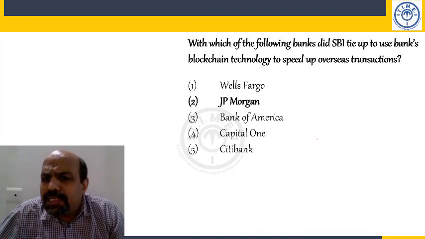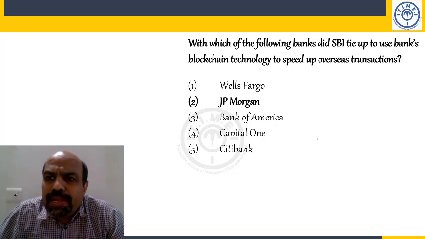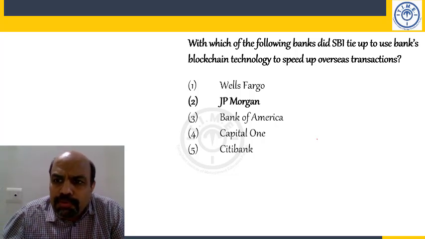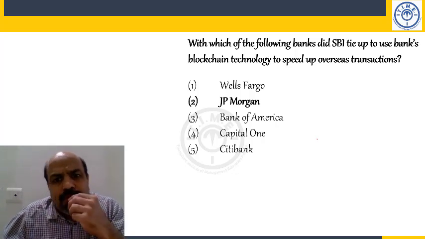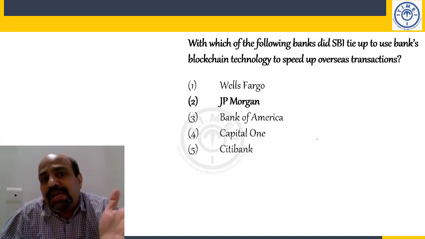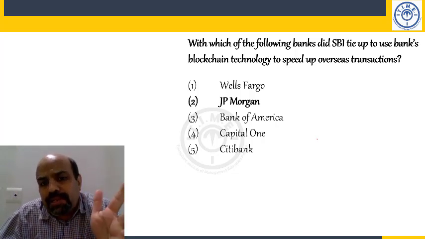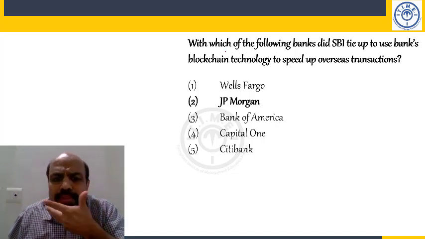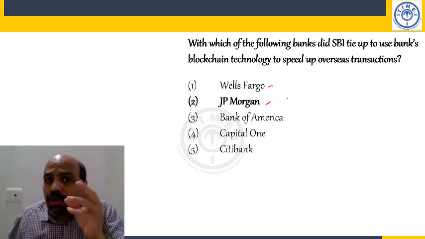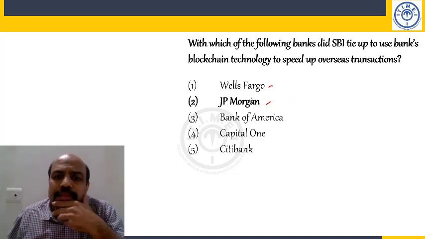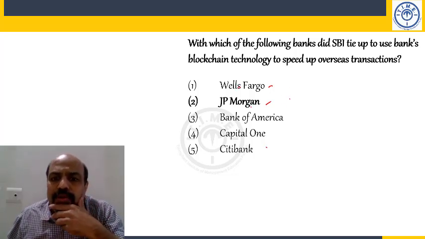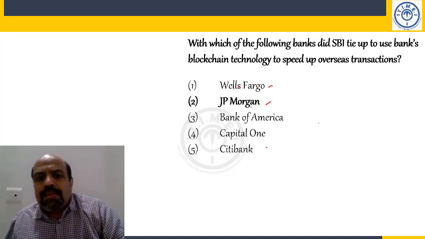With which of the following banks did SBI, the State Bank of India, tie up to use the bank's blockchain technology to speed up overseas transactions? JP Morgan, this is one of the world's biggest banks. One of the top five in America. Top three, actually. Okay. One, two, and Citibank would be the top three in America. Okay. So one, two, three would be called the big three in America.